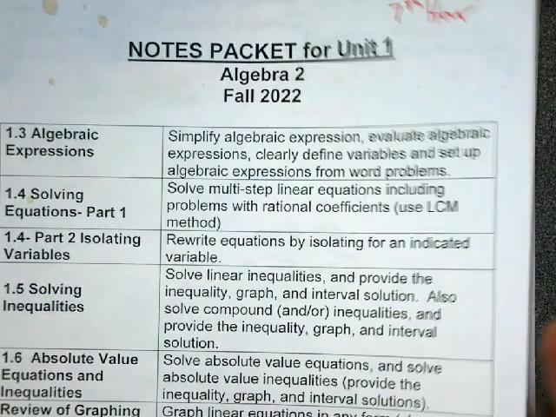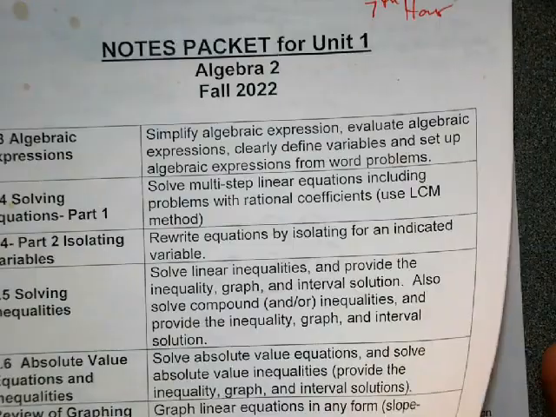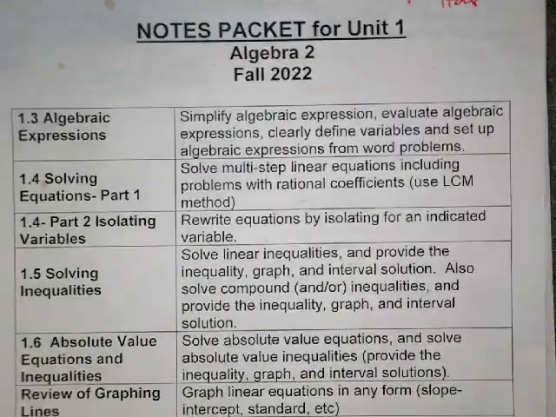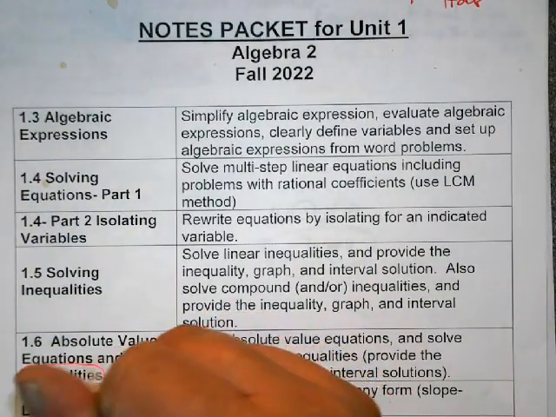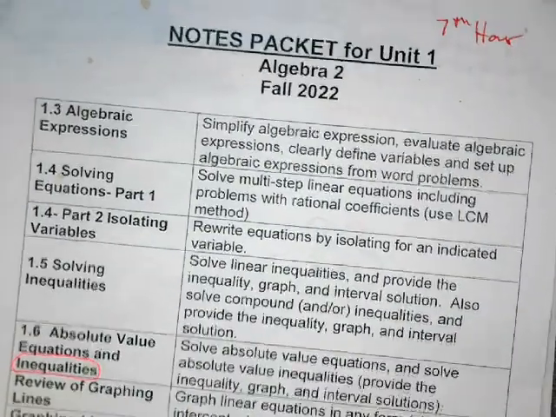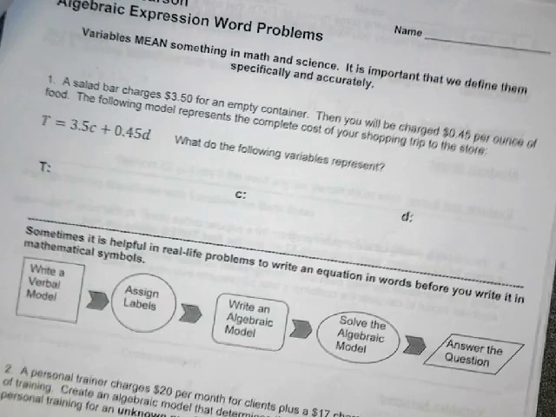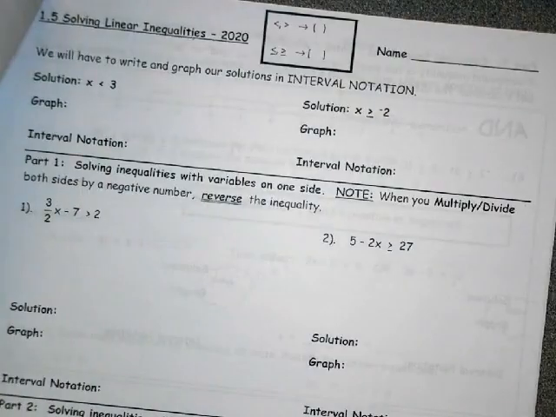Okay, so that's the fun with absolute value equations. Let's do something funner. We're going to do absolute value inequalities. So turn to 1.6.